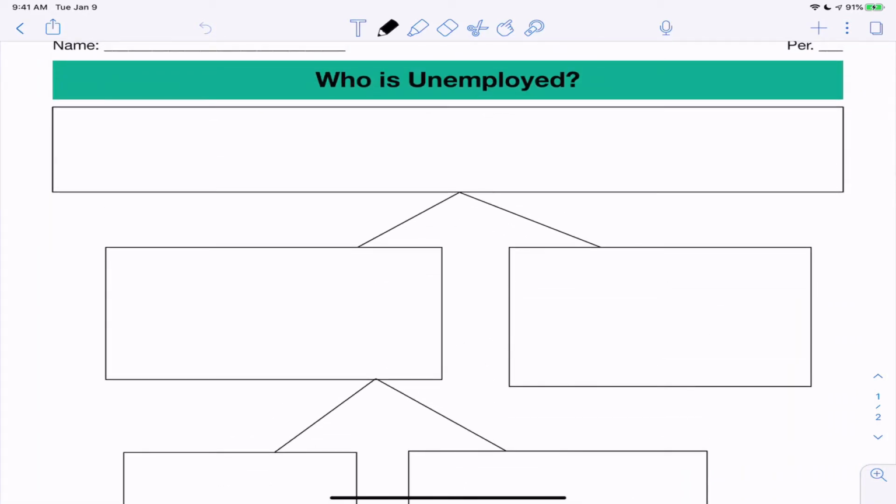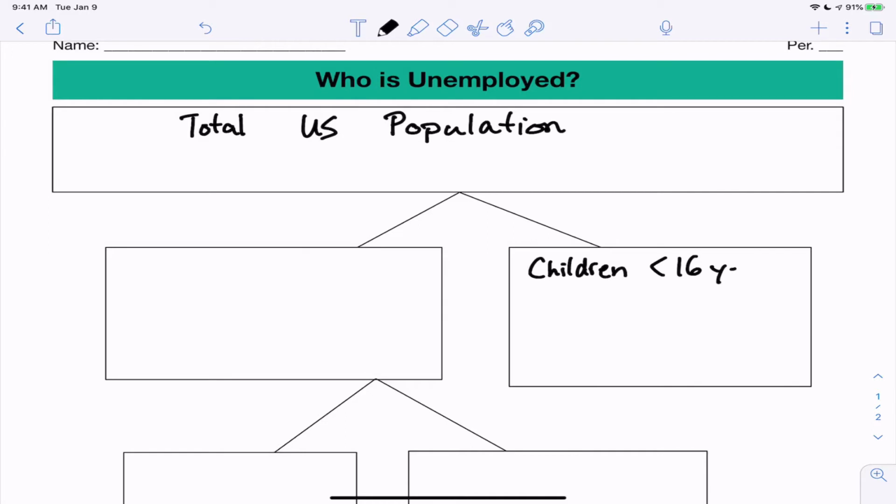At the very top of this, we're going to start with the total U.S. population. But we're not going to be concerned with all of those people when we are considering the unemployment rate. There's certain people in there whose working status is not going to be of interest to us. So for example, children, right? We're going to take out people that are under the age of 16 years old. We don't consider 5-year-olds that don't have a job to be unemployed, right?